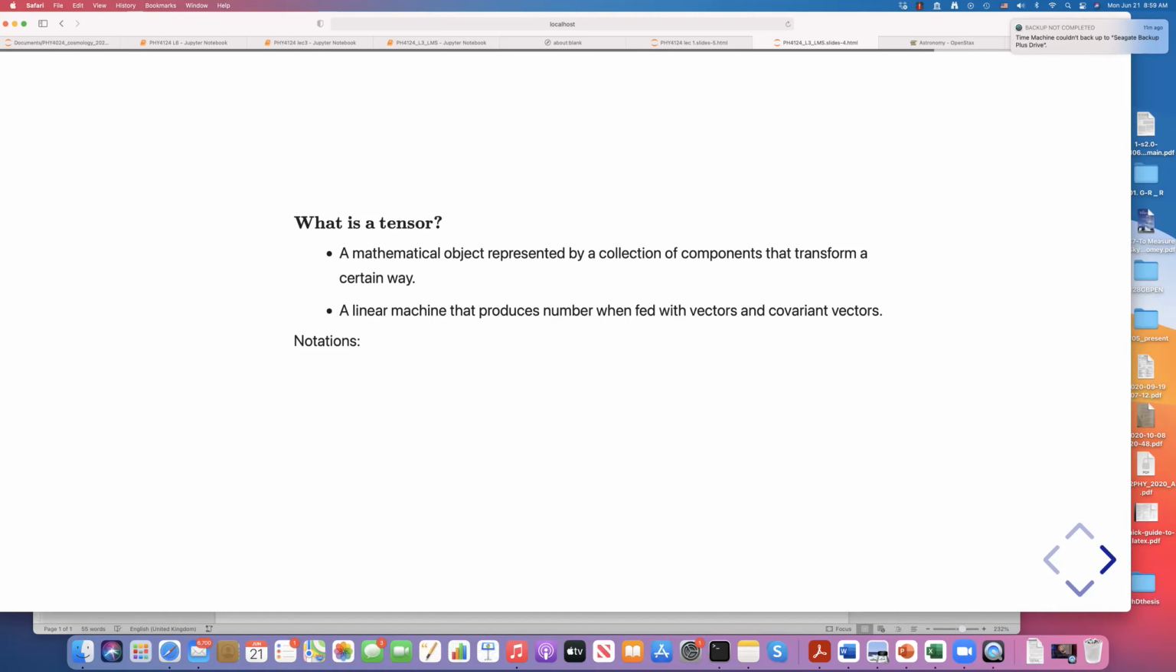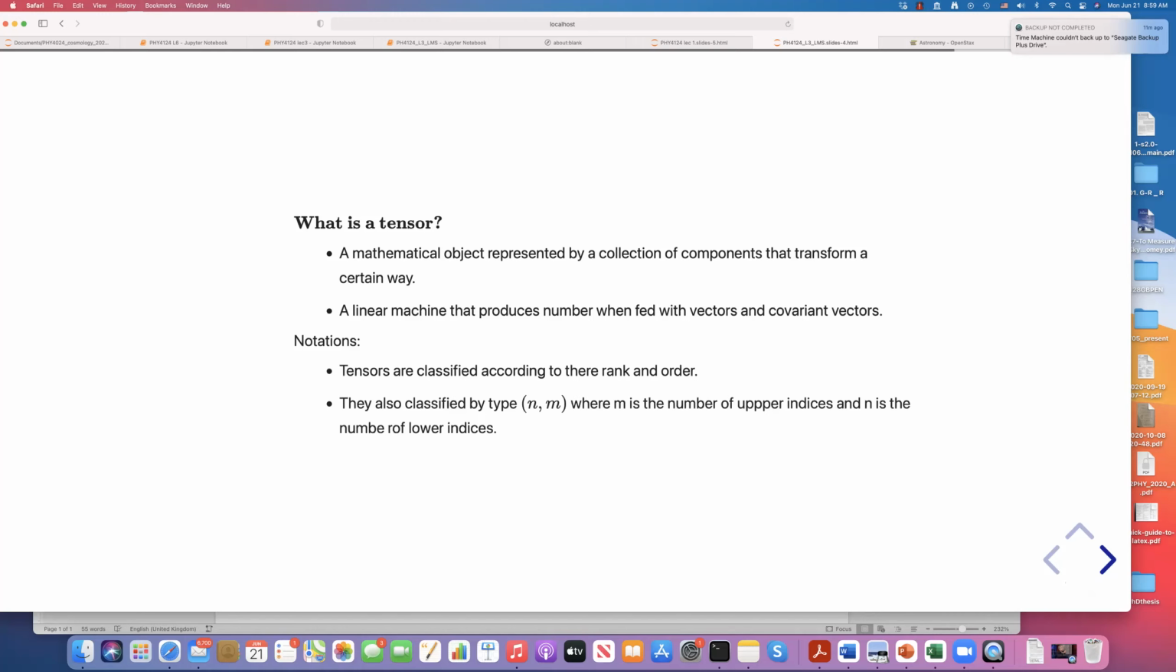And there are notations that we will use. Tensors are classified according to their rank and order. Just as a vector has a value and a direction, for tensors we classify them according to their rank and order. Let's see some examples to understand what this rank and order means.